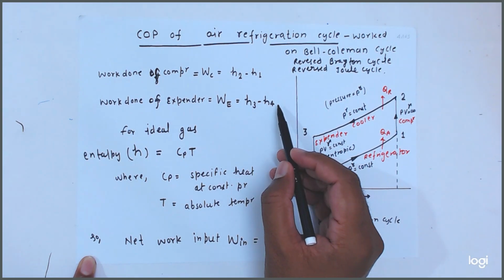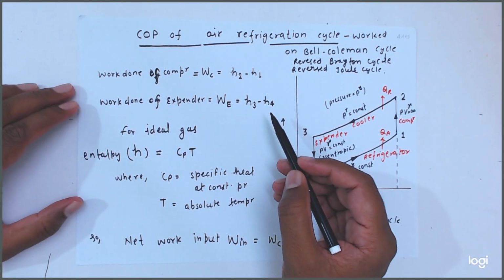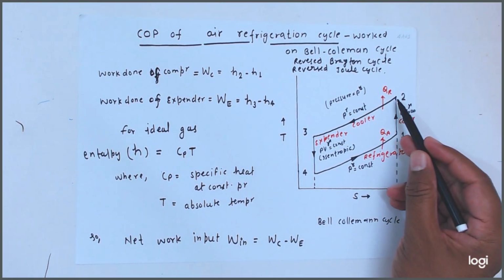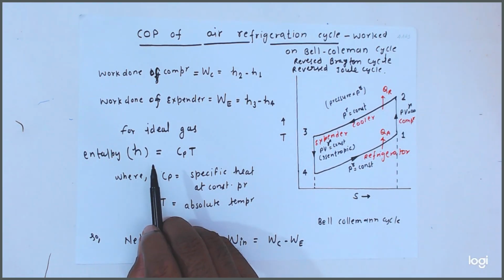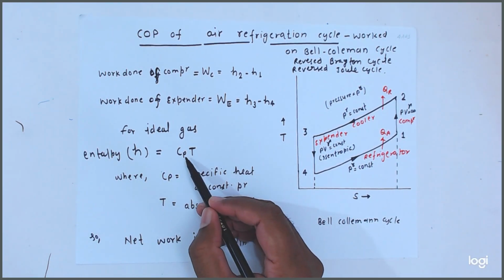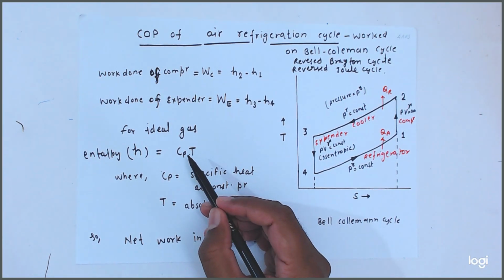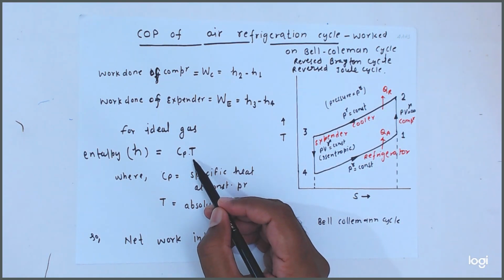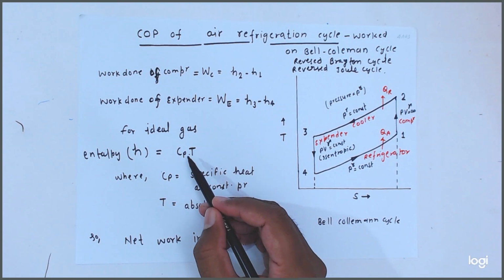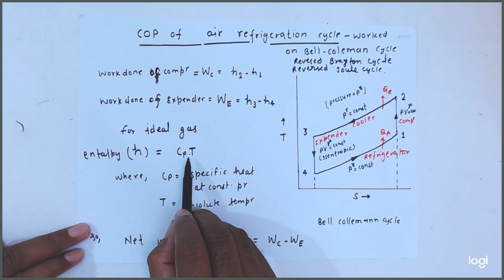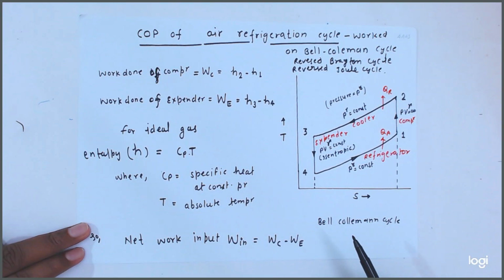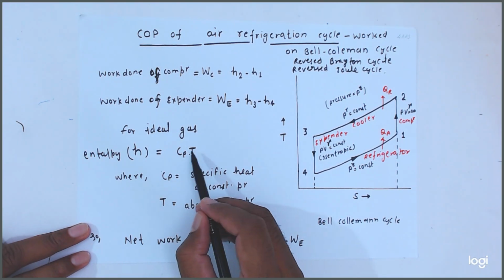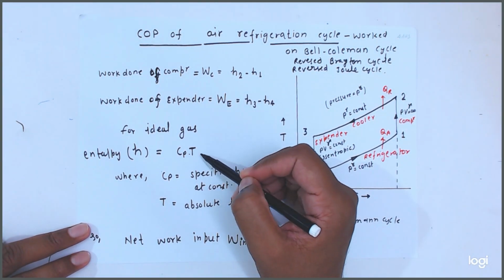Friends, as we know, for an ideal gas, because here we are using air and air is an ideal gas, enthalpy is equal to Cp into T. Cp is the specific heat at constant pressure and T is the absolute temperature. So enthalpy equals Cp into T. In this case, we will put this enthalpy value in terms of temperature.